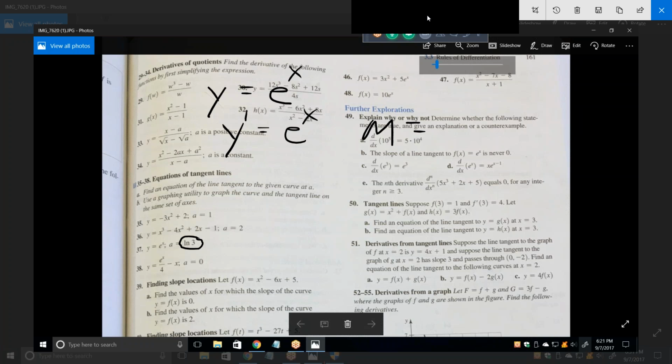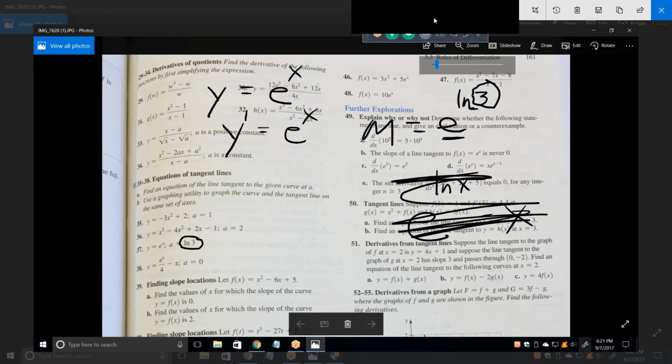So it'll be e to the natural log of 3. And that actually is the same as 3. In other words, as long as this is the same as that base, see where I'm pointing? And the answer is that. In other words, e to the natural log of x is equal to x. Always. No matter what x is. So our slope is 3.